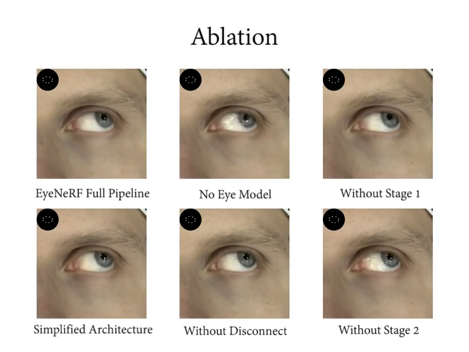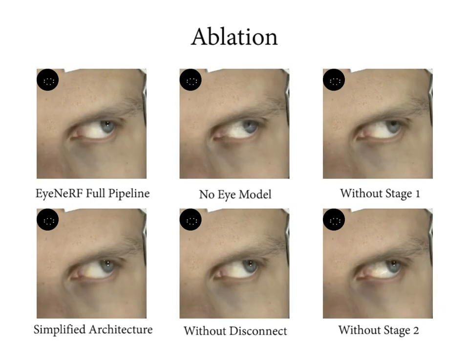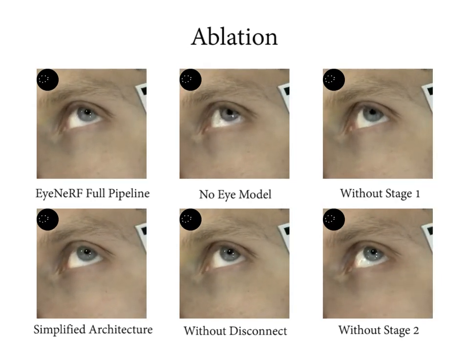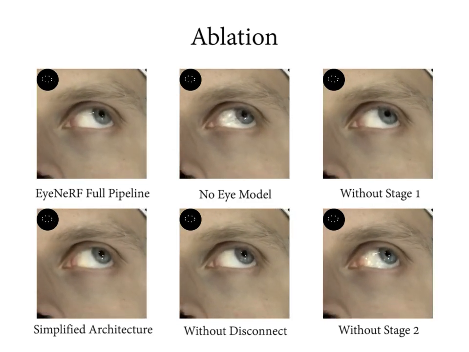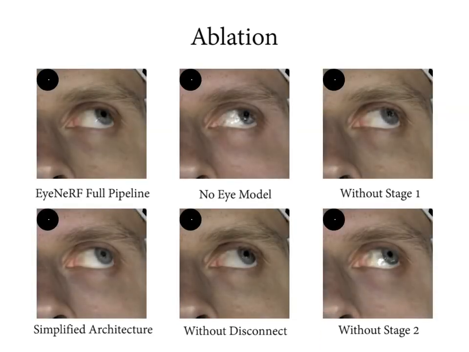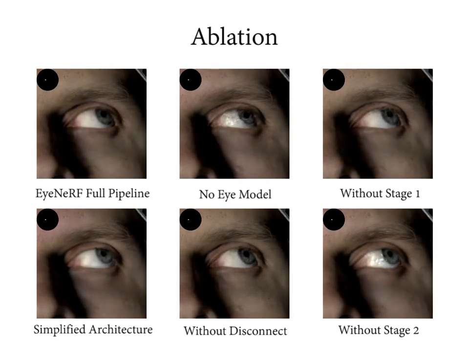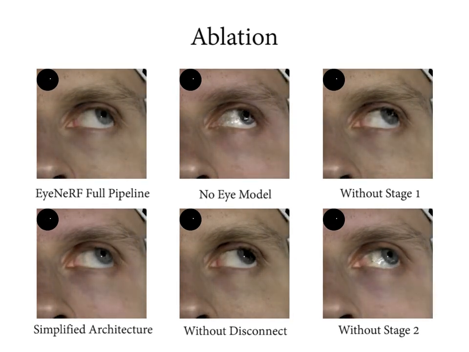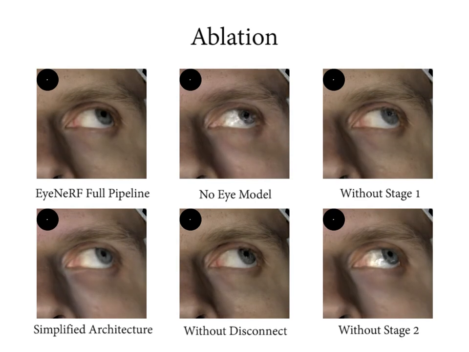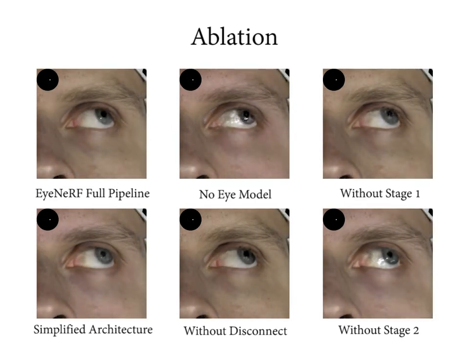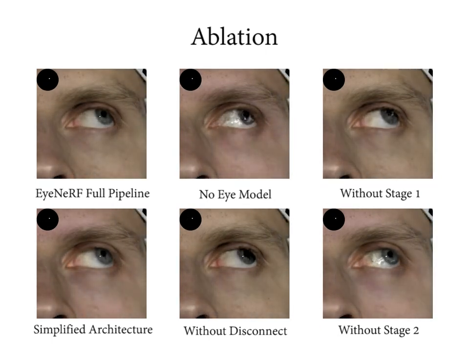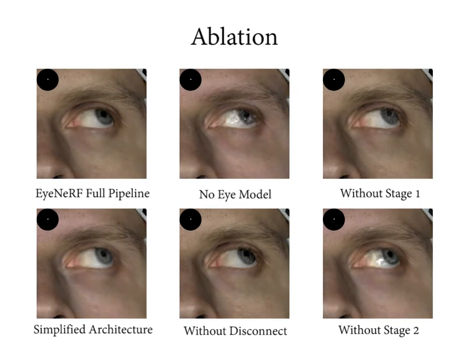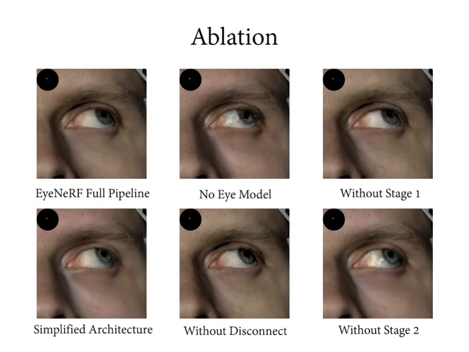We show the results produced by EyeNeRF against various ablations of the method. Without the explicit eye model, the baseline method cannot model the underlying appearance of the eye. Without stage 1, it cannot produce the reflection on the eye and introduces artifacts when relighting. The simplified version of our architecture, with the disconnect, produces subtle artifacts around the iris and pupil when relighting. We encourage the viewer to pause and look closer to note the subtle difference in quality of synthesis and relighting.